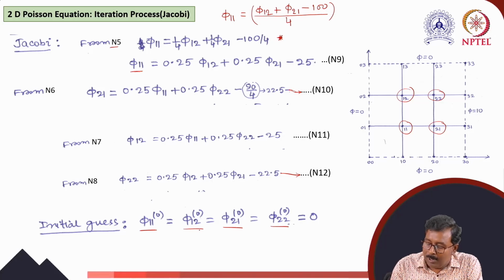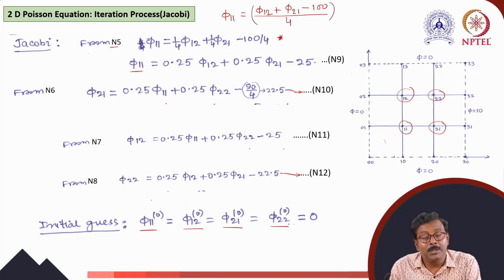If it is 0, all these interior node values, initial value, what will be the phi 1 1? Phi 1 1 will be 0.25 phi 1 2, that is 0 into 0.25, plus 0.25 into phi 2 1, that is also 0 into 0.25, minus 25. So ultimately phi 1 1 becomes minus 25. If we put the value in this equation, this is also 0.25 phi 1 1, that is also initial guess 0. But whatever is obtained here for phi 1 1, minus 25, is not used in this case. That will be used in case of Gauss-Seidel method.